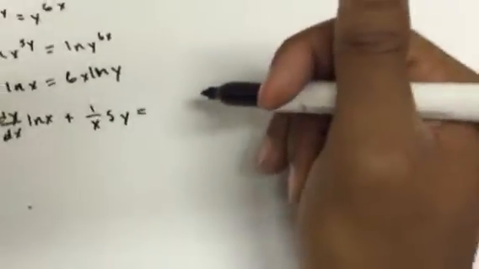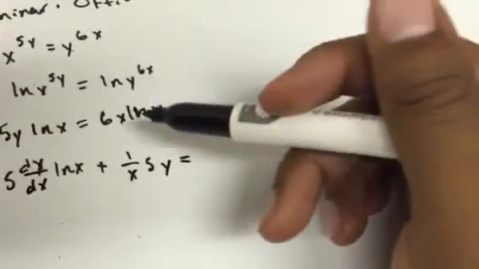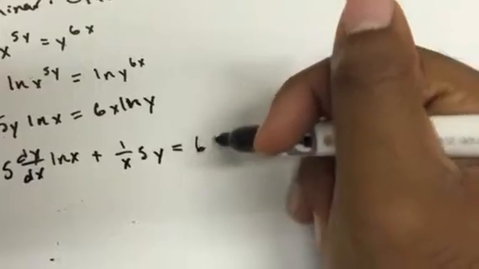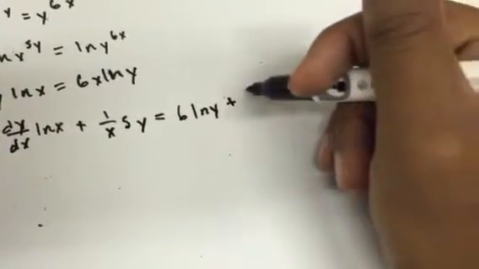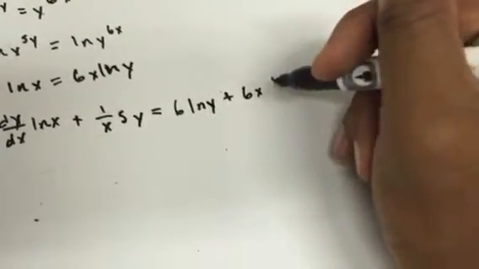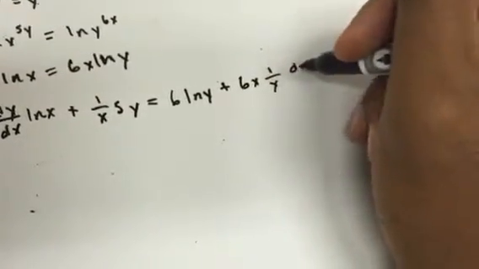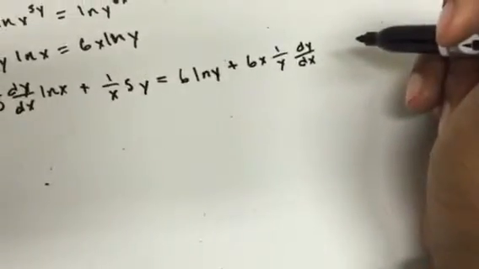Now let's take the derivative of the other side. Do the same thing using the product rule. We've got, take the derivative of 6x, we get 6 times, leave the second, ln y, plus leave the first, 6x times the derivative of the second, 1 over y, dy dx, because this is implicit differentiation.